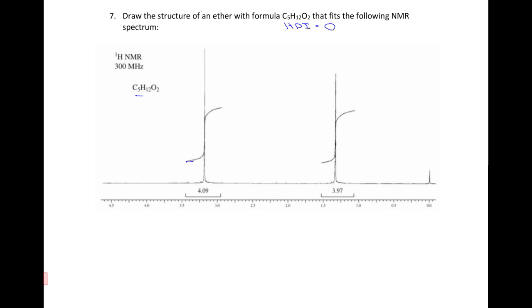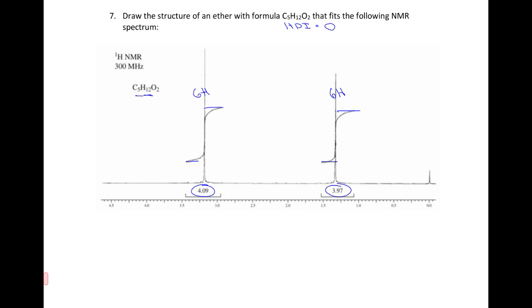You can see from the step curves here and the integration values that are given down here. So roughly 4 and roughly 4, so that means it's a 1-to-1 ratio. If I have 12 protons, that means that this singlet must represent 6 protons, and this singlet must represent 6 protons. So none of the protons are split by anything. So there's only one possibility, like any other kind of problem. There's only one way to put these together.